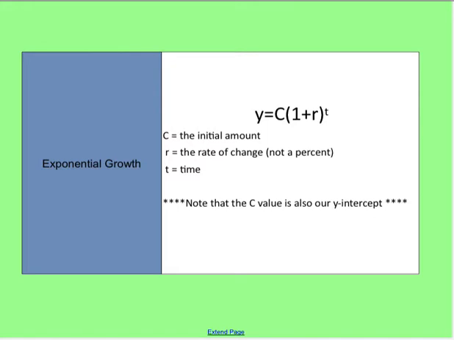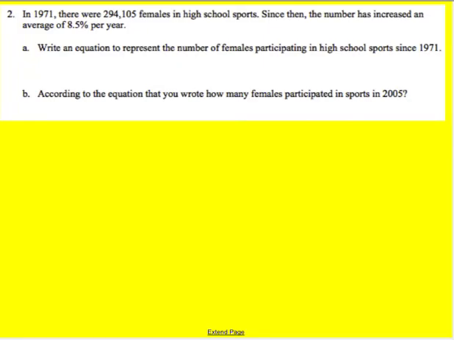So let's take a look at exponential growth. So exponential growth takes the form y is equal to c times 1 plus r raised to the t power. C is going to represent your initial amount, what you're starting with, and it's also your y-intercept. R is your rate of change. Remember that you need to move the decimal left 2 places whenever you have a percent, and t is your time. So let's go ahead and let's take a look at setting this problem up.